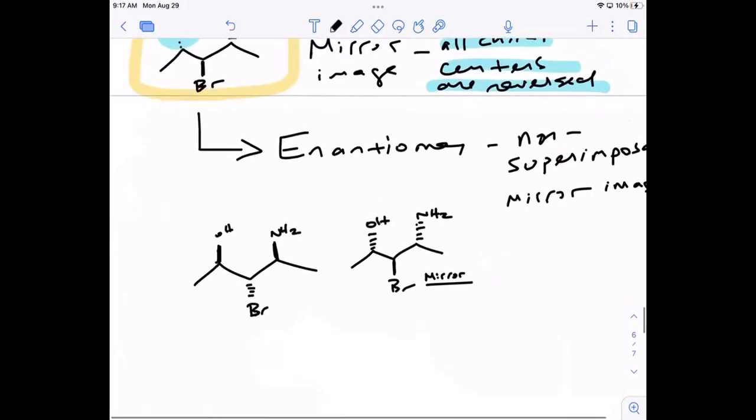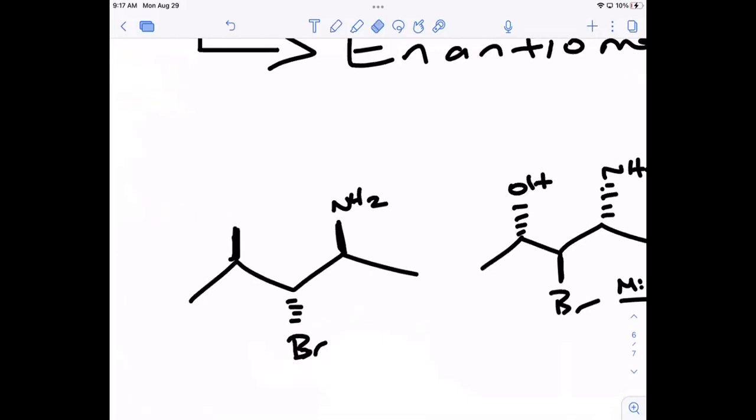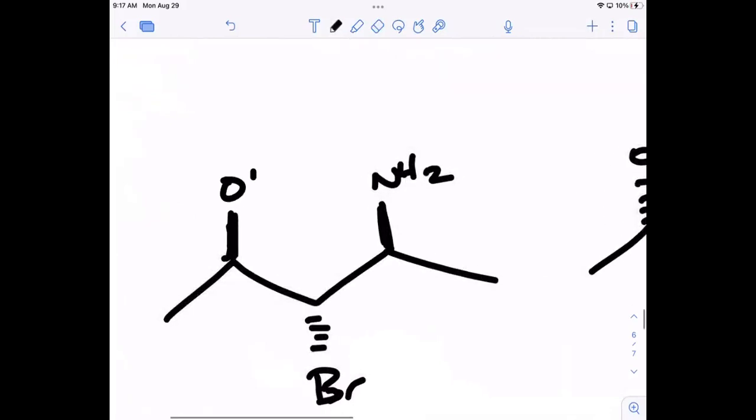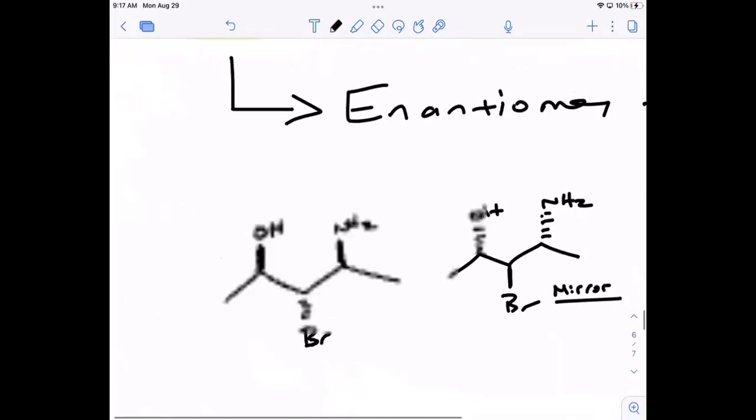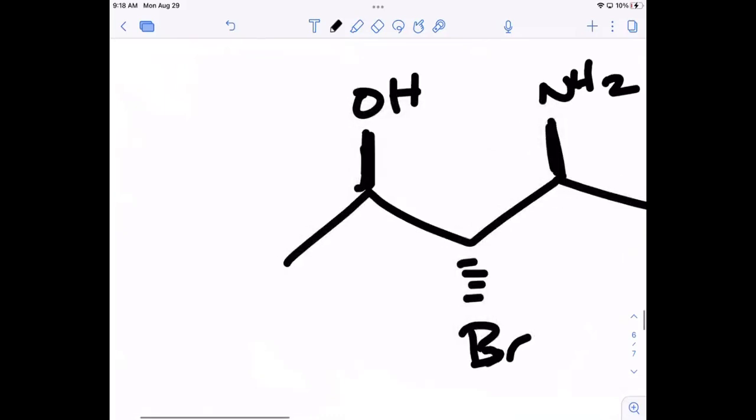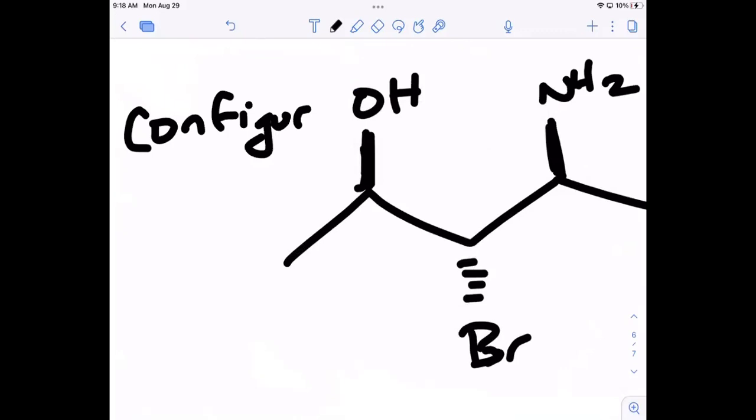All right. Now, we keep talking about chirality and stereochemistry and all this stuff. And we said that a stereoisomer has the same structure, but a different 3D orientation. So you can see that these two are indeed stereoisomers. They have the same exact structure, but the chiral centers are oriented differently, right? So every chiral center has a configuration.